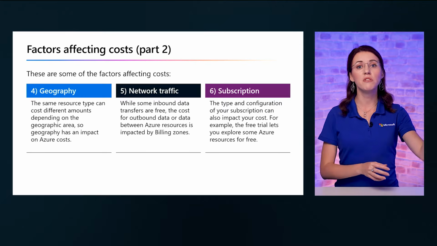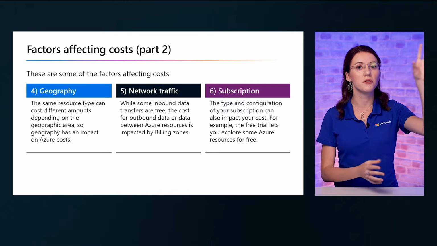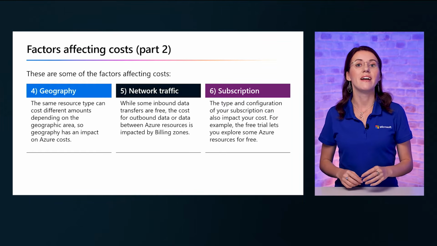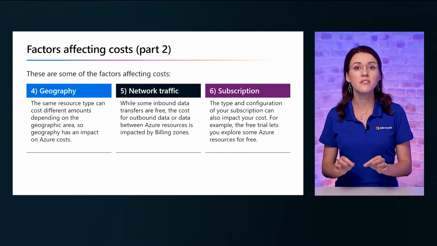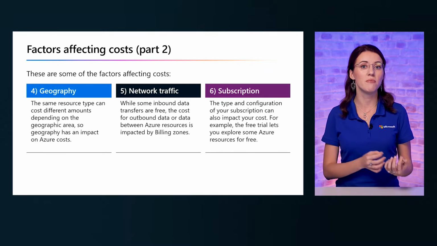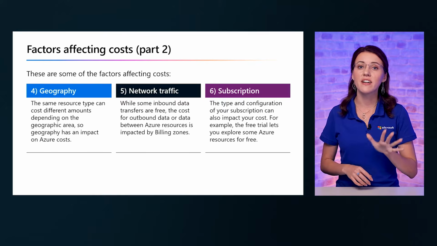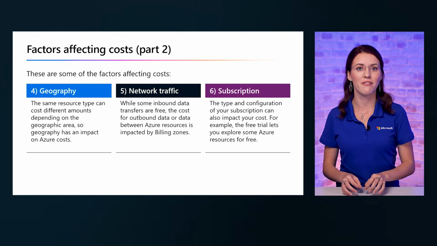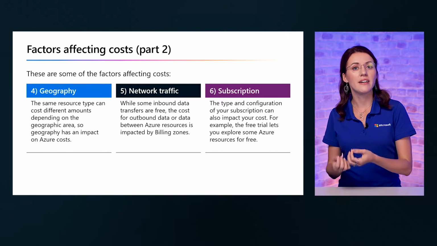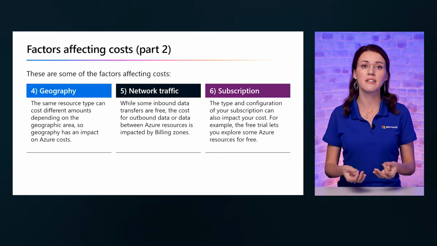For example, data movement within Europe includes lower cost than data movement from Europe to Asia or South America. Billing zones are a factor that determines the cost of some Azure services. Bandwidth refers to data movement to and from Azure data centers. The fifth factor is network traffic. In some cases, inbound data transfer is provided at no cost. Charges for outbound data transfer depends on billing zones.